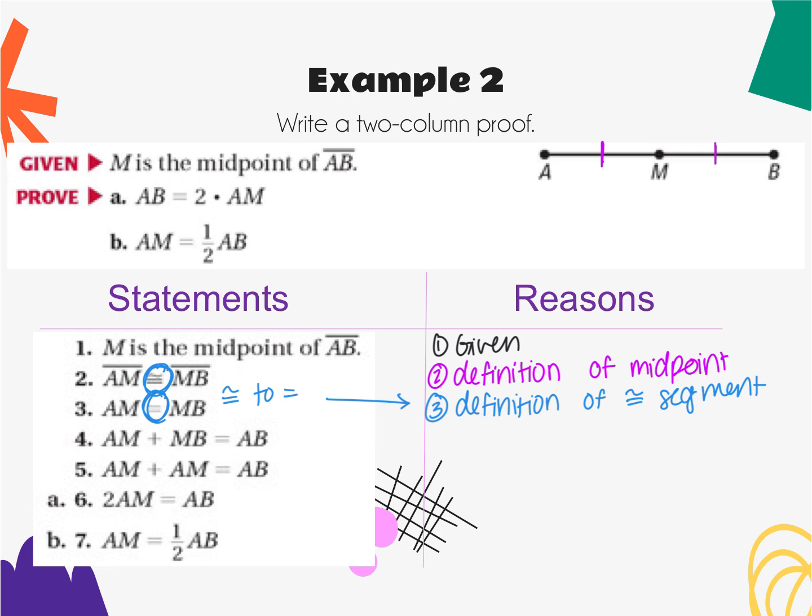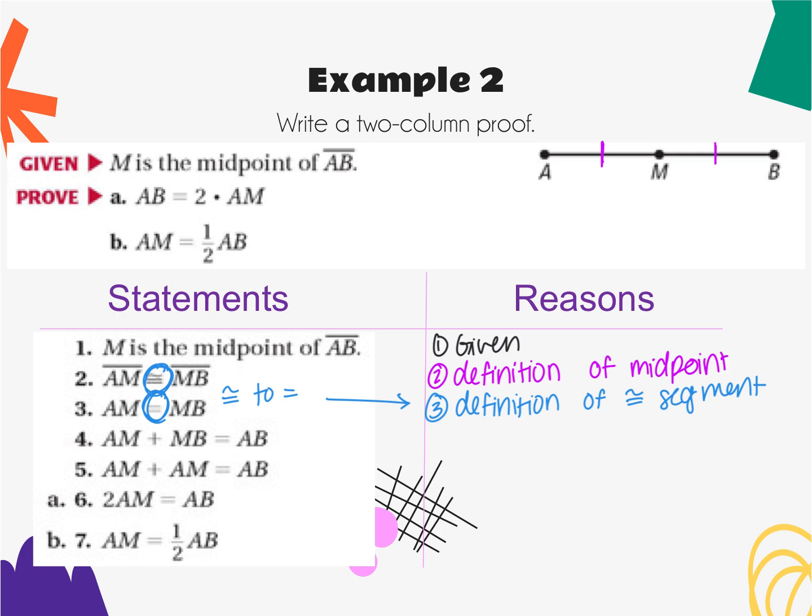So 1, 2, 3, those are pretty concrete. Those are going to be pretty much the same if you see it again, because you're going to see that pattern. Something is the midpoint of a segment, then to something be congruent, always use definition of midpoint. Then if something's going congruent to equal or vice versa, you're going to use definition of congruent segment or angles depending on what you're using.